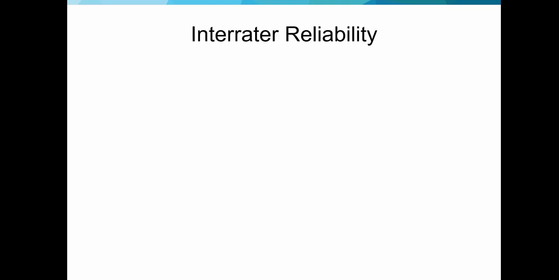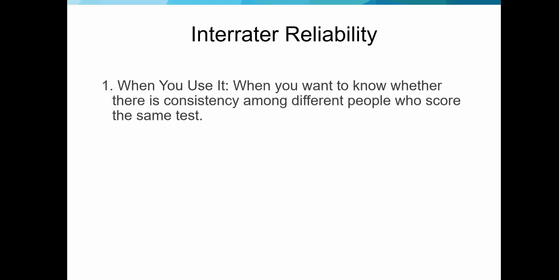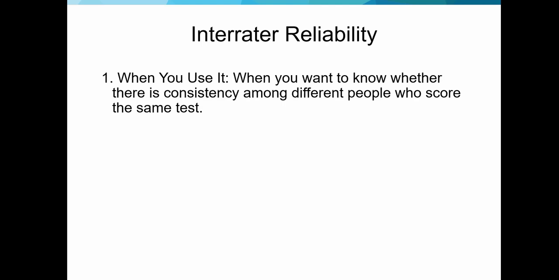Now, the last type of reliability is called inter-rater reliability. This one is my favorite because it's so fun. This is when you want to know whether there is consistency among different people who score the same test. With the first three, we've looked at very objective measures on a test or scores or on items within a test. This is a little more subjective. Think about American Idol. When the performers are on American Idol and the judges give them a score, that is a type of inter-rater reliability. Same thing with the Olympics.